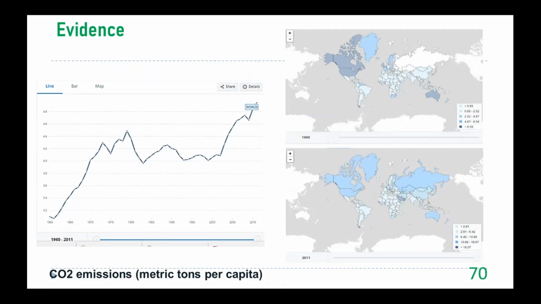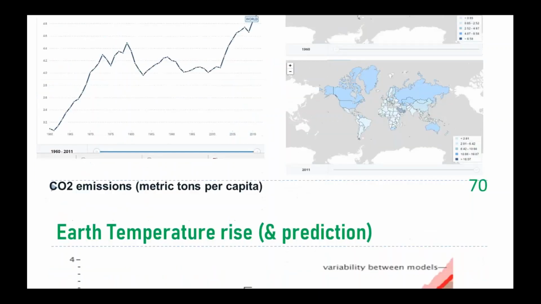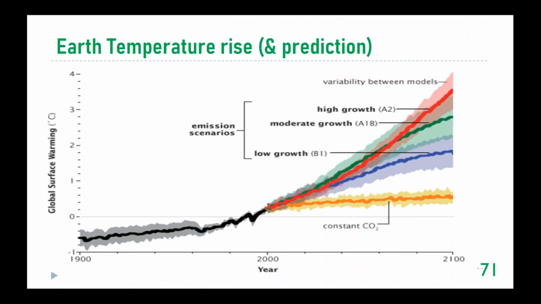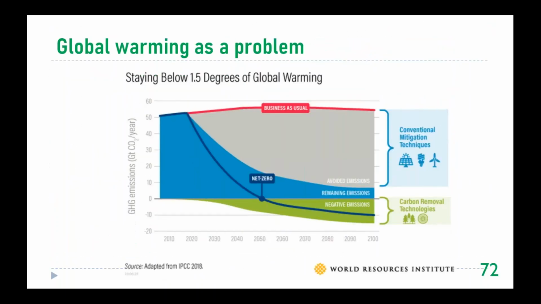So these are the CO2 metric emissions. There's the Earth temperature rise, and the prediction for whichever model you take, it's still going to go up. Any model of future prediction, and it's going to go up. And even the best case is not good.